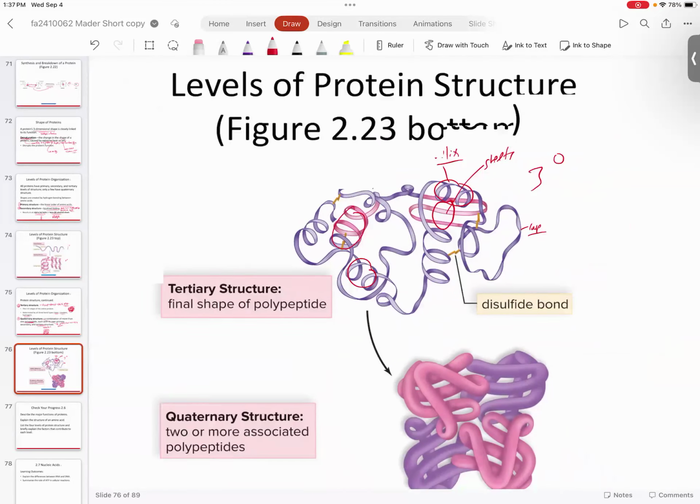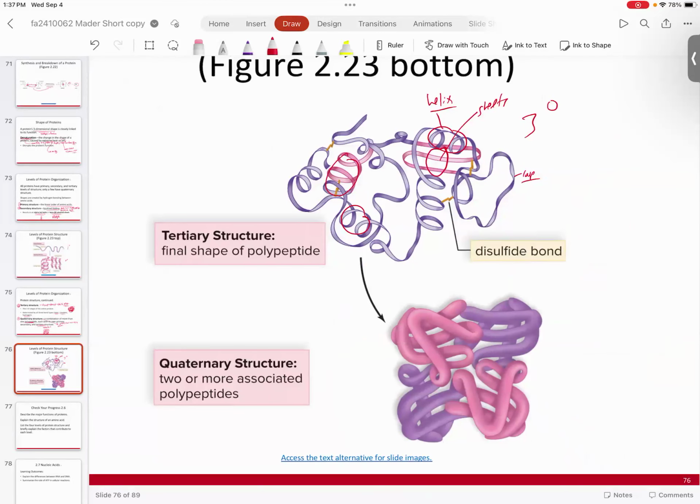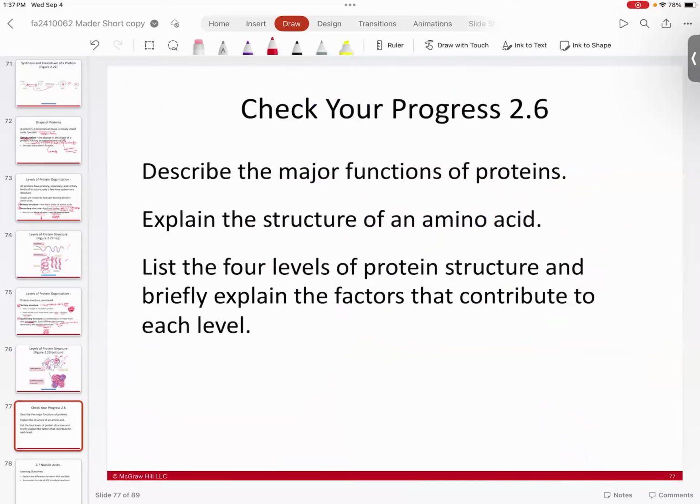Then in quaternary structure, you can see that you basically are a member of a team, and you're only functional as a team. Here you can see you have 4 separate subunits that act together as a team. That's your functional enzyme. So that's quaternary structure.